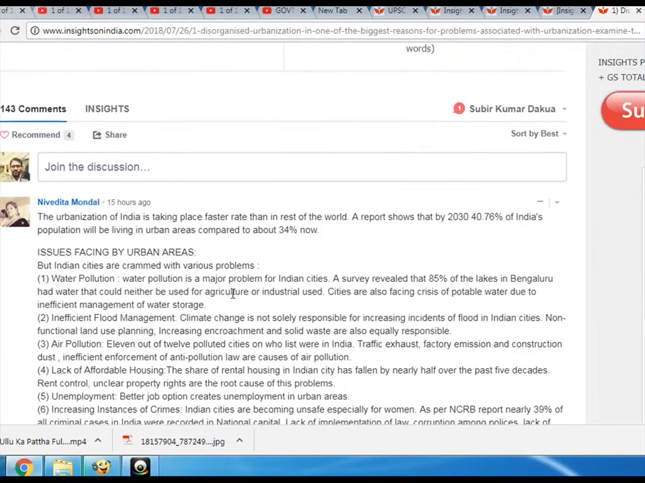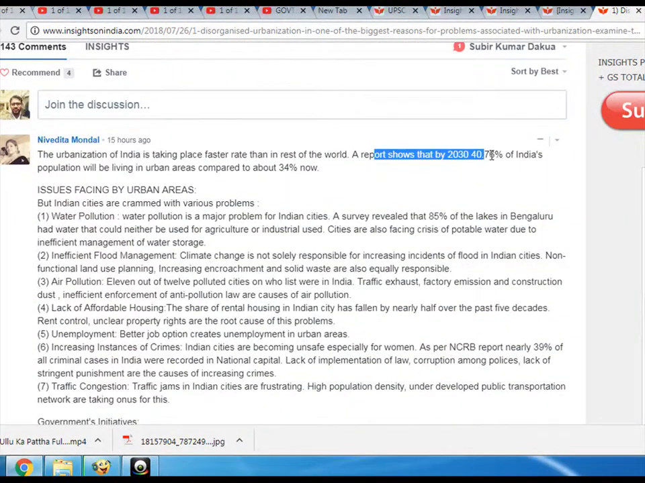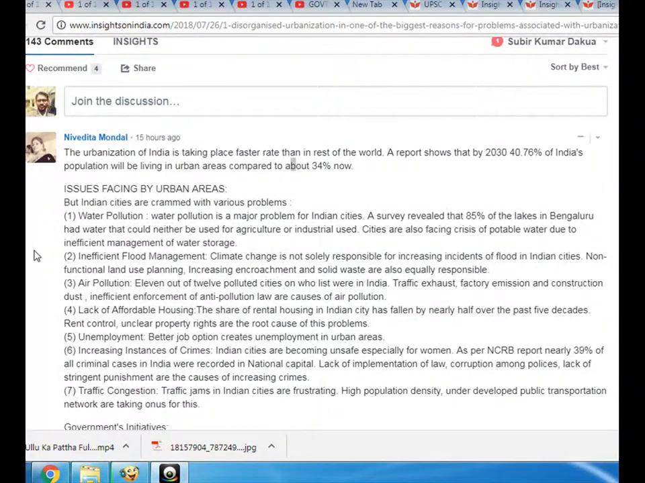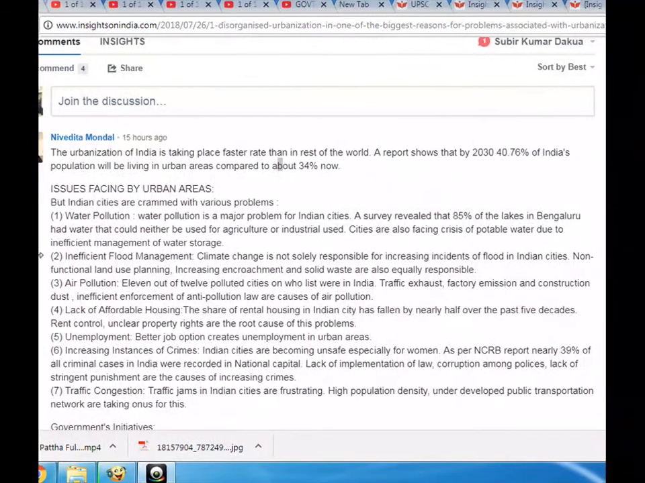The urbanization of India is taking place at a faster rate than in the rest of the world. The report shows that by 2030, 40.76% of India's population will be living in urban areas, compared to about 34% now. Issues faced by urban areas. But Indian cities are crammed with various problems.